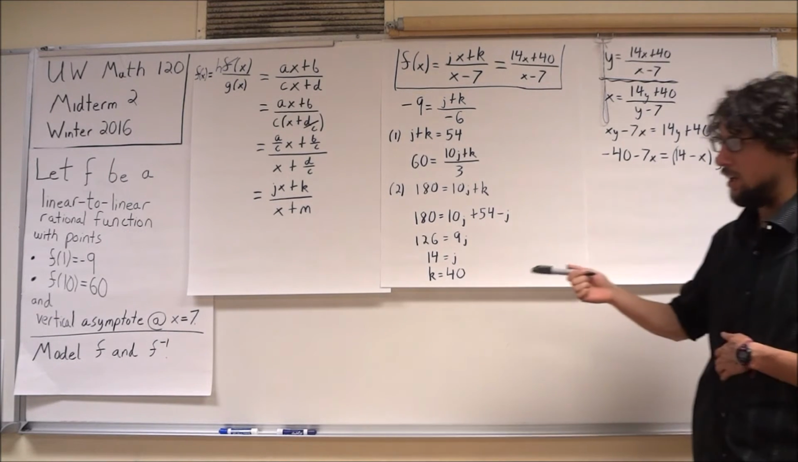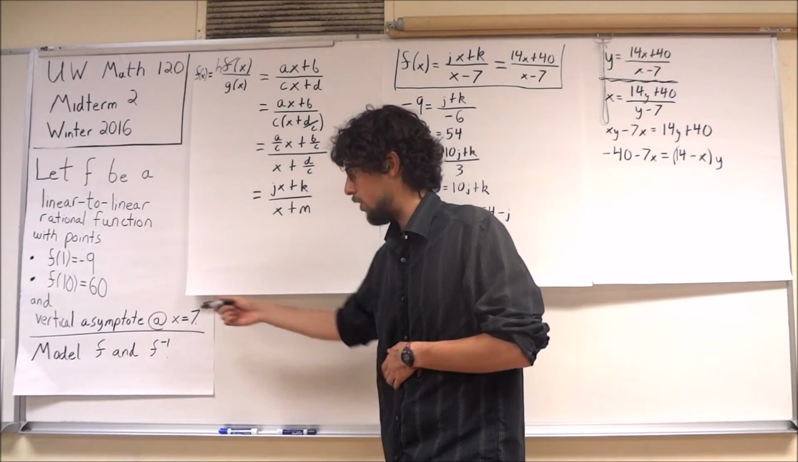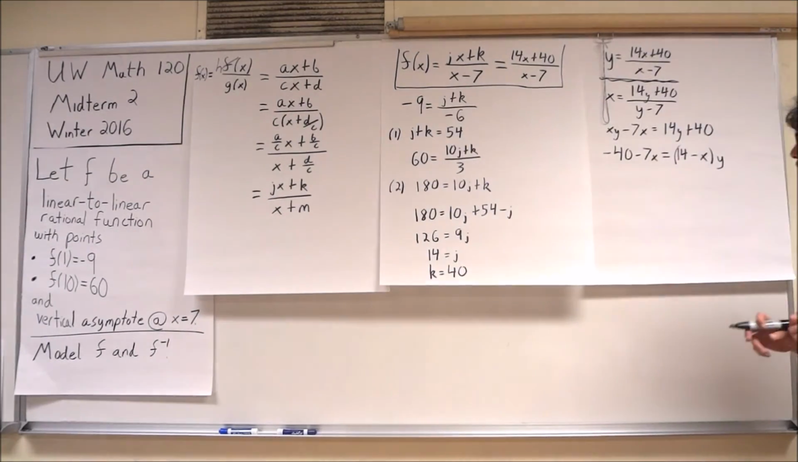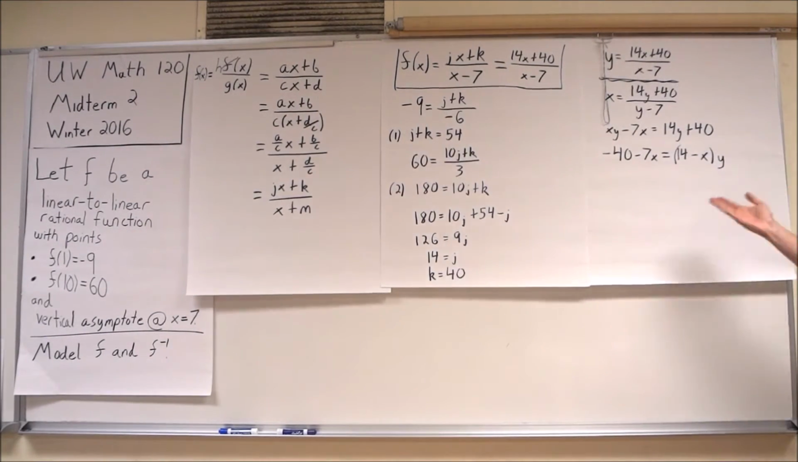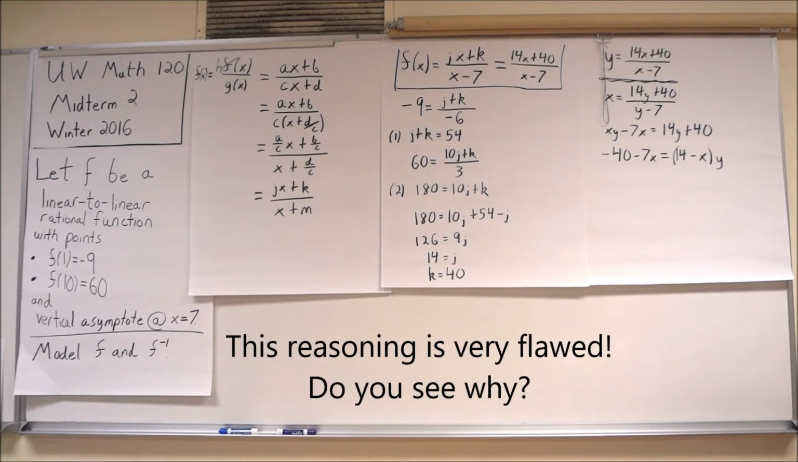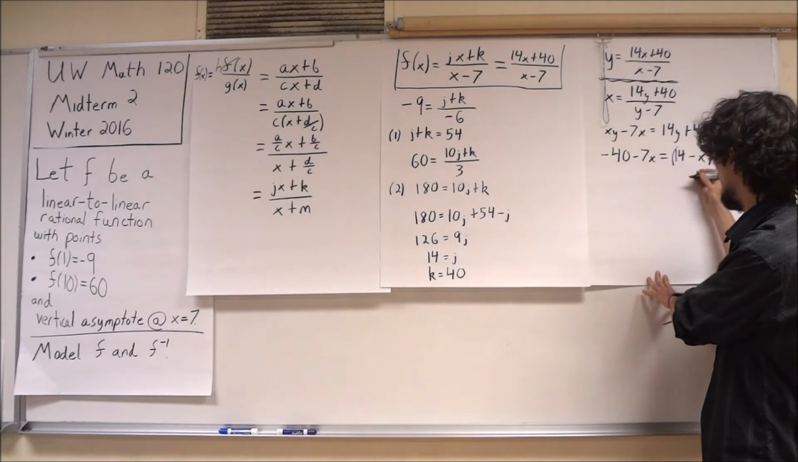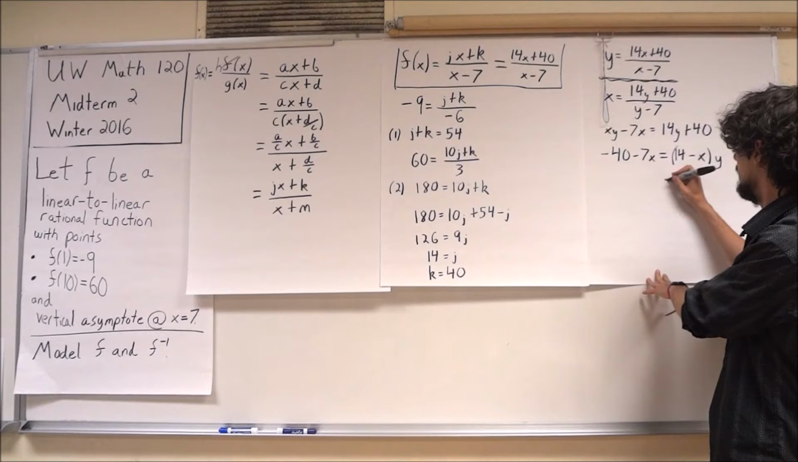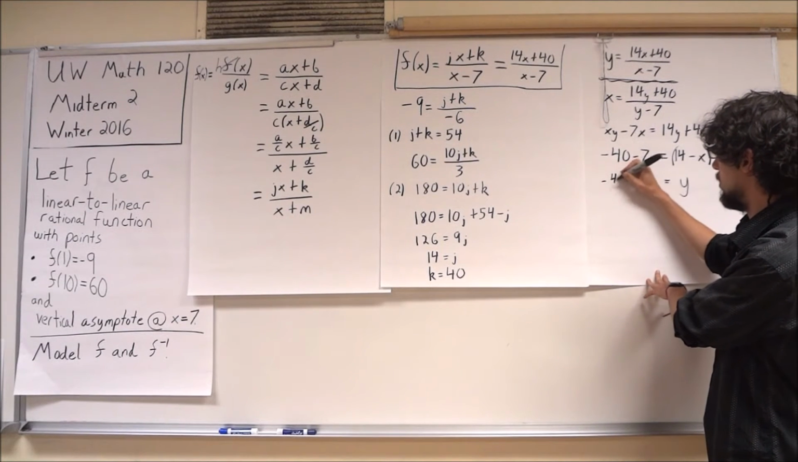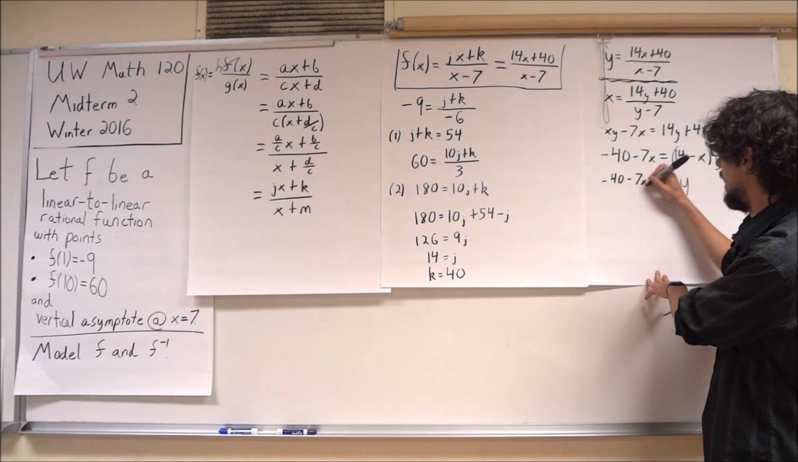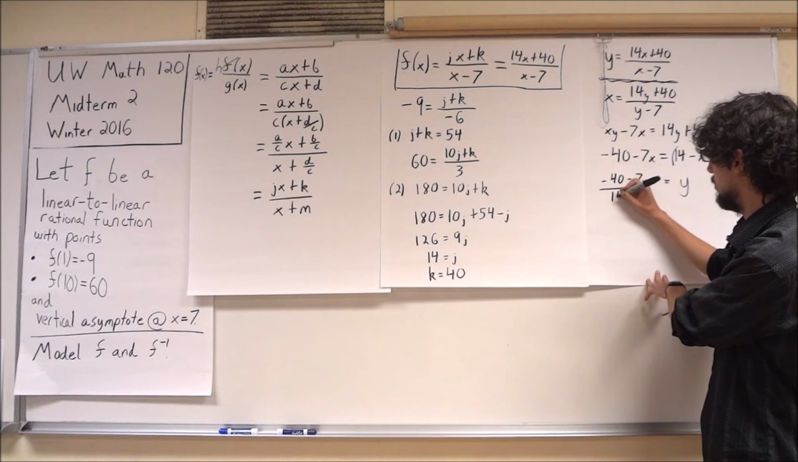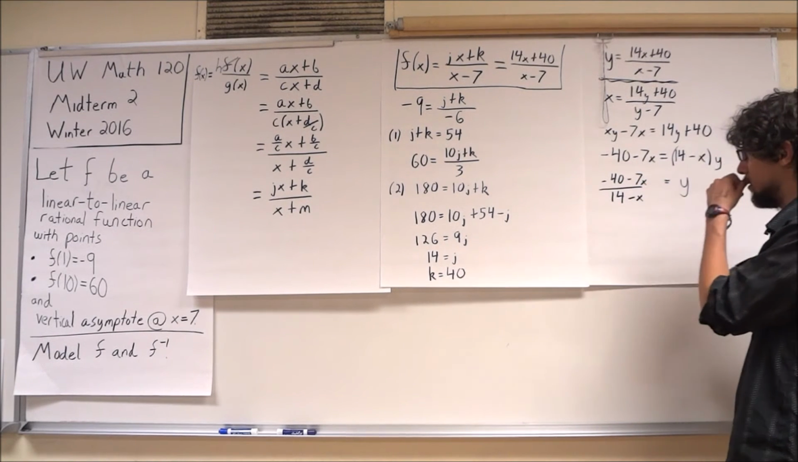I know that there's a vertical asymptote at x equals 7. So if this had been asking me to divide by, say, 7 minus x, I would have been a little bit happier. So I'd like to write now that I'll say y equals negative 40 minus 7x all over 14 minus x.